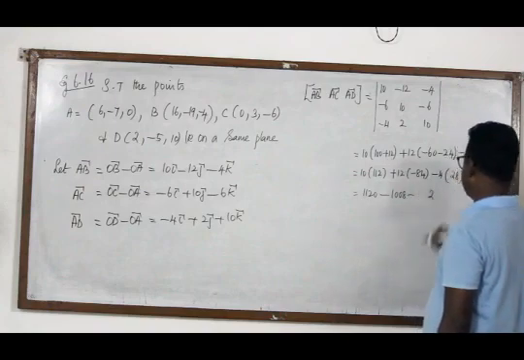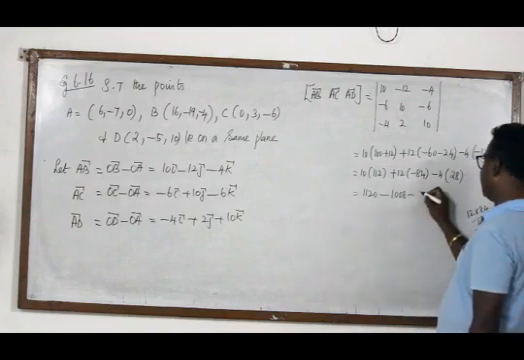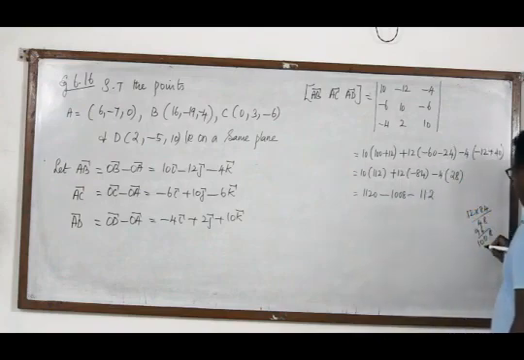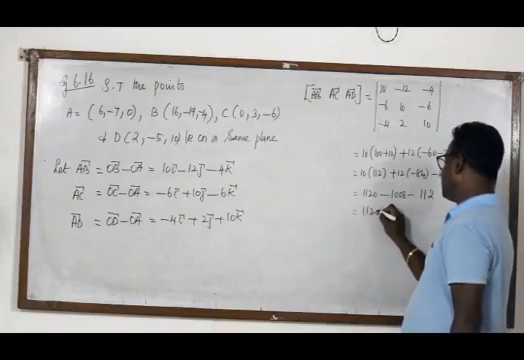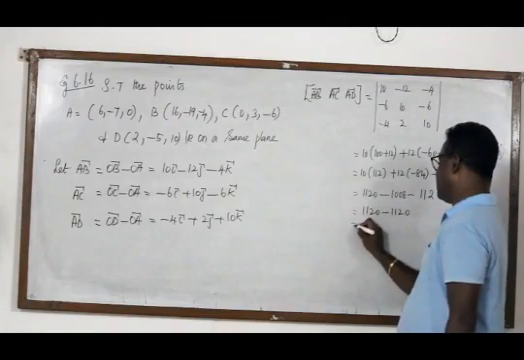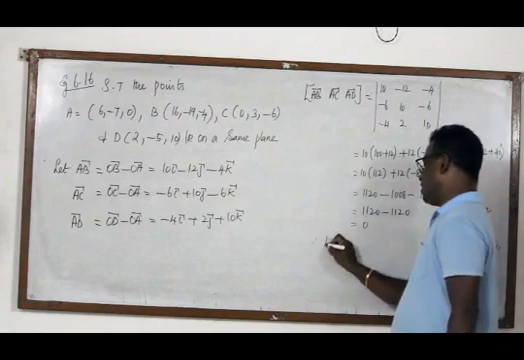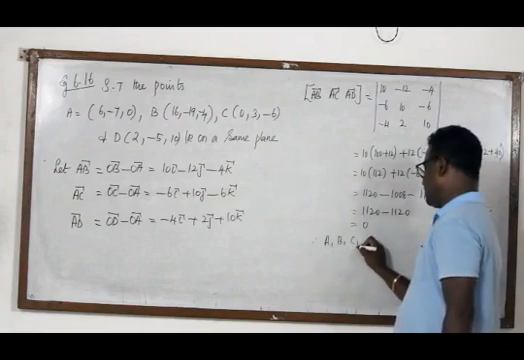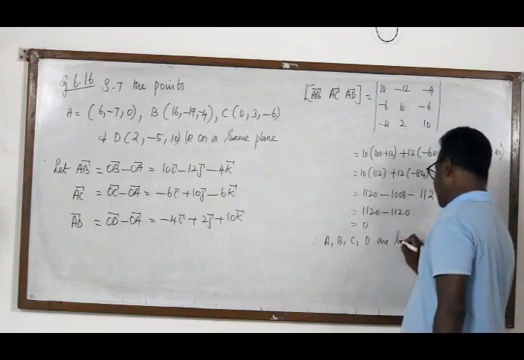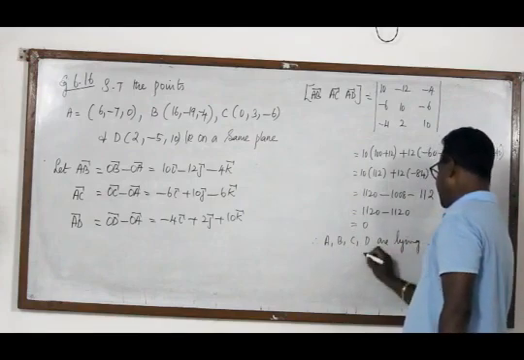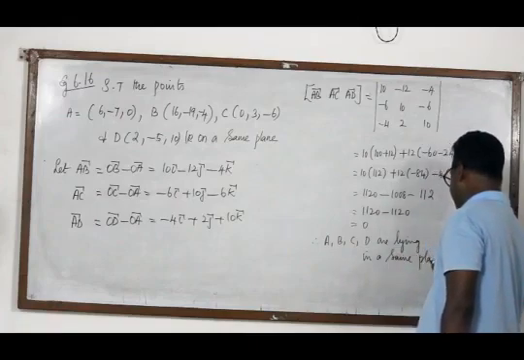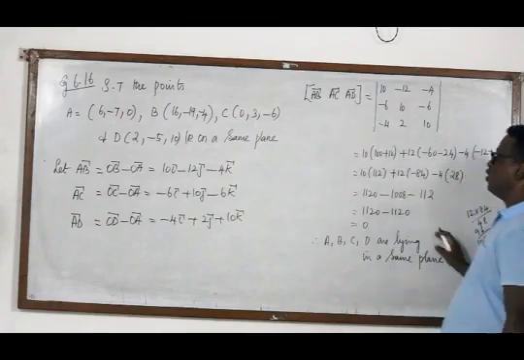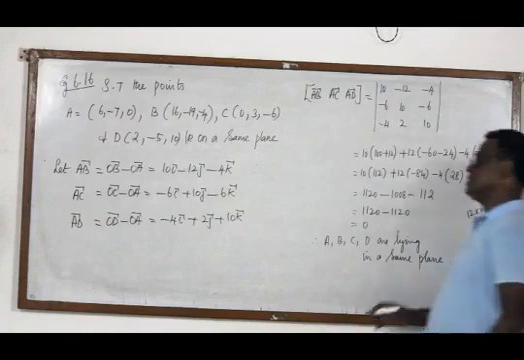Minus 4 8s are 32, remainder 3, 4 2s are 8, 8 plus 3 is 11. So if I add 112, is it 0, 2, 1, 1? So it is 1120 minus 1120. This is 0. Therefore, A, B, C, D are lying in the same plane. Since the vectors are coplanar, the points will lie on the same plane.